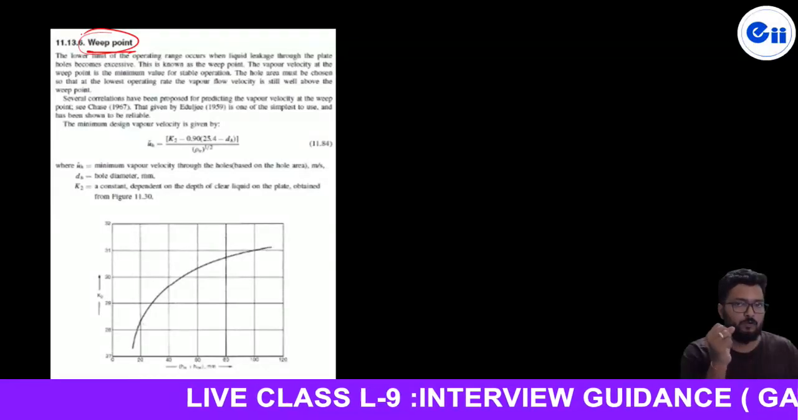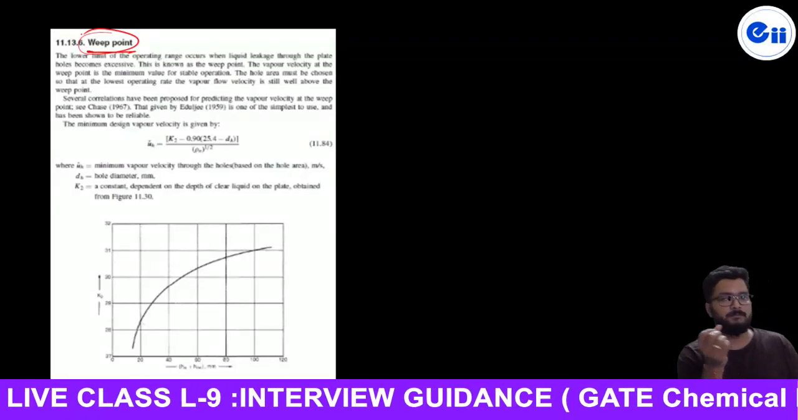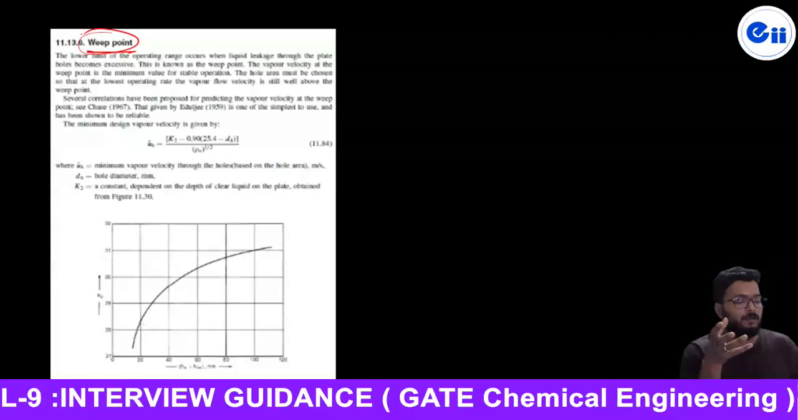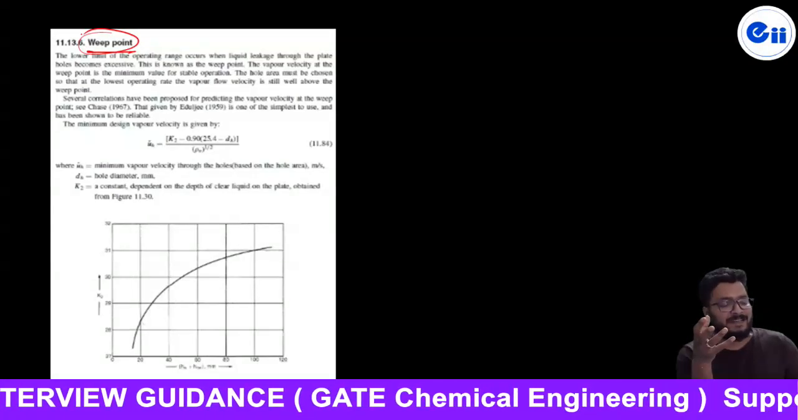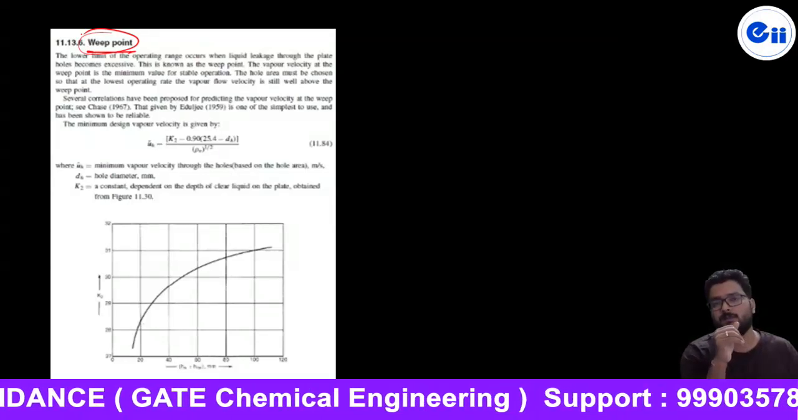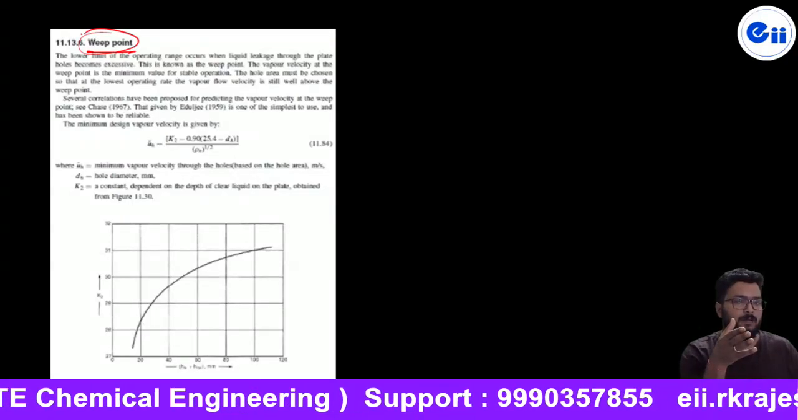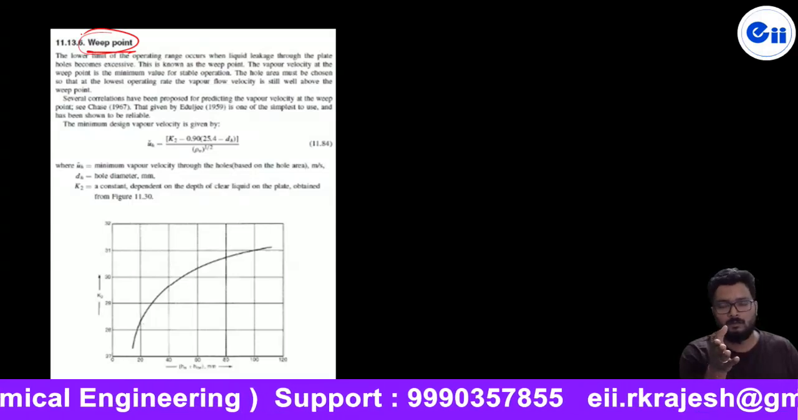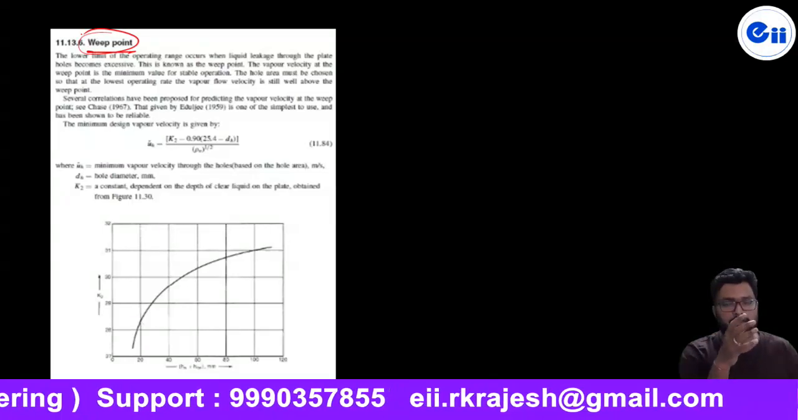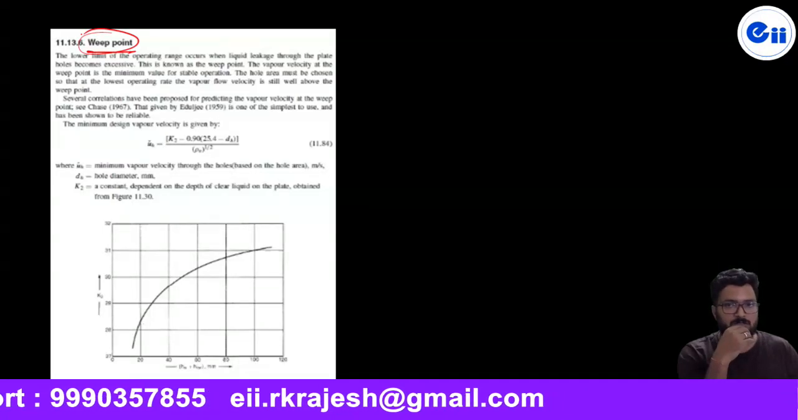the lower operating rate range of the vapor, the minimum velocity of the vapor, how much it will be, that will be decided by the weep point. It means the lower limit of the operating range occurs when the liquid leakage through the plate holes becomes excessive. When the liquid leaks through the holes, and obviously it is going to happen either in the sieve tray or in the valve tray. In bubble cap tray, it is not possible to have a weep because of its construction.